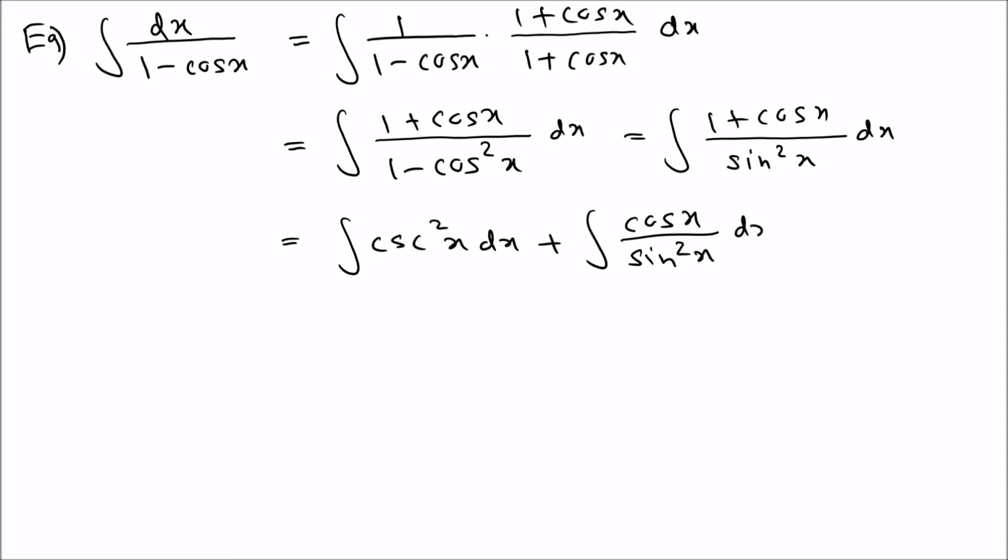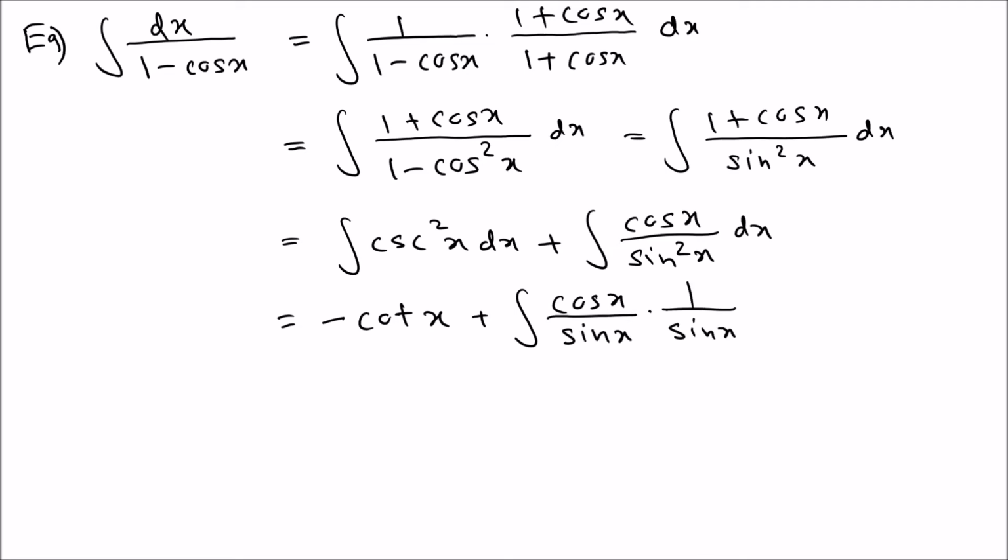What we can do is rewrite this so that it matches one of the formulas in the table. The first one we can actually already integrate, because this is the cosecant squared. That means the integral is negative cotangent x. So that part is done. The other one we're going to rewrite. We can write this one as cosine x over sine x, and then 1 over sine x.